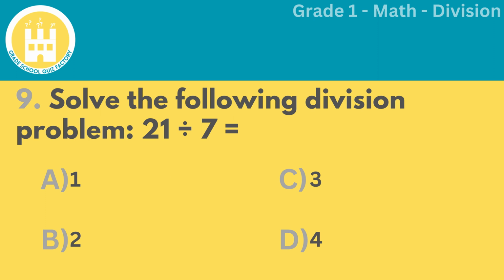Moving on to number 9. Solve the following division problem. 21 divided by 7 equals blank.